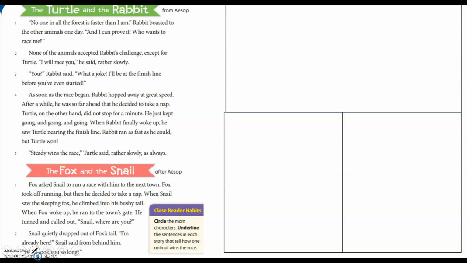Take a second and identify the characters in this story. Our characters are Rabbit and Turtle.